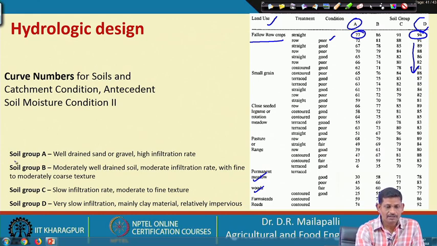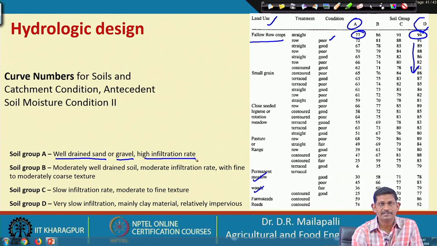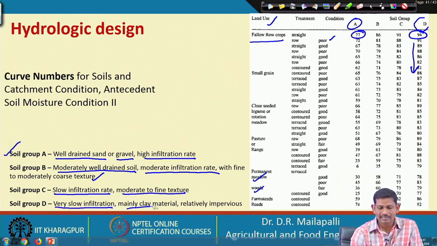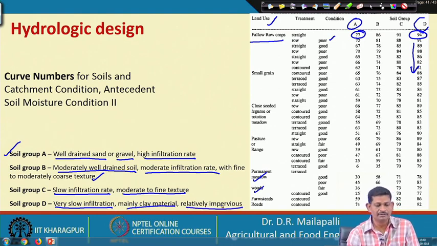Here the soil groups are defined. Well drained sand or gravel with a high infiltration rate is soil group A. Soil group B is moderately well drained soil with a moderate infiltration rate and fine to moderately coarse texture. Group C has a slow infiltration rate and moderately fine texture. Group D has very slow infiltration, mainly clay material, relatively impervious. So, the curve numbers are close to 100, and the rainfall mostly converts into runoff.